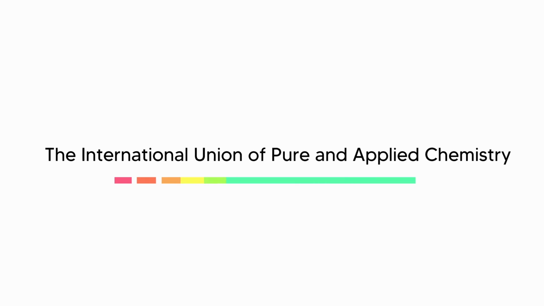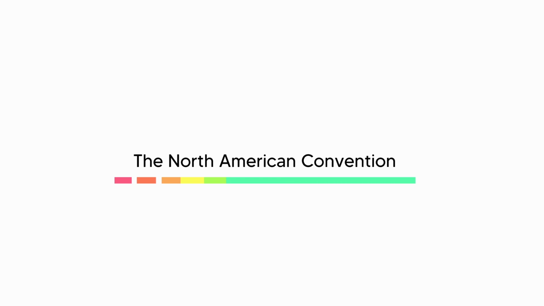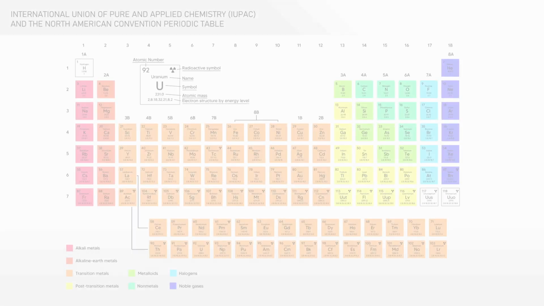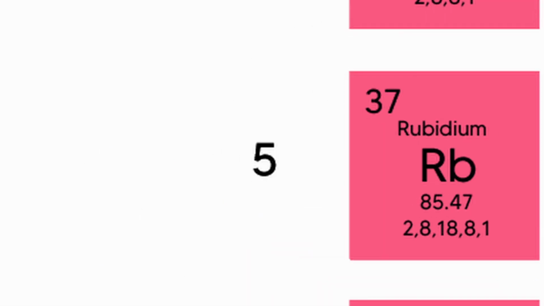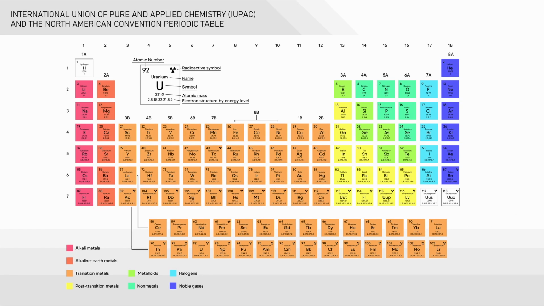Let's get started. For all intents and purposes, we will be looking at the International Union of Pure and Applied Chemistry, or IUPAC, and the North American Convention periodic tables. The IUPAC periodic table includes the numbering of vertical columns from 1 to 18 and horizontal rows from 1 to 7. Each of the vertical columns categorizes what is known as an element's group or family. Each horizontal row refers to elements within periods or series.